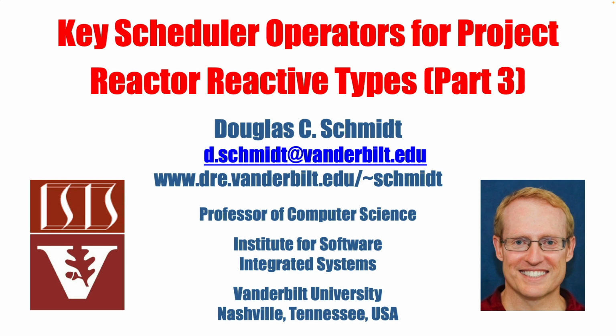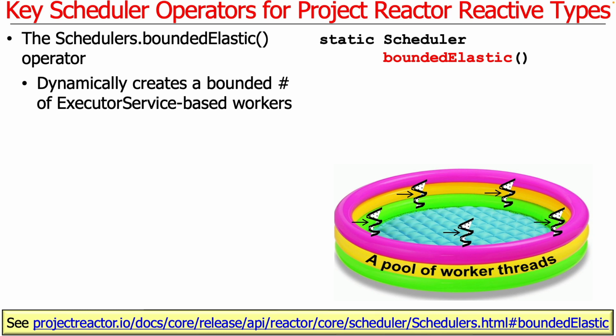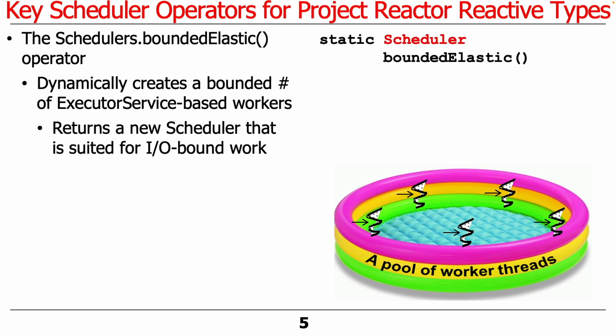Okay, now we're going to talk about a scheduler operator that can be used in conjunction with a bunch of different reactive types, and that's going to be the bounded elastic scheduler. And this, as always, is factored out from ParallelFlux, so it could be used with Flux and Mono classes as well. So the idea of this particular operator is to dynamically create a bounded number of executor service-based workers. So it's a pool that can grow and shrink.